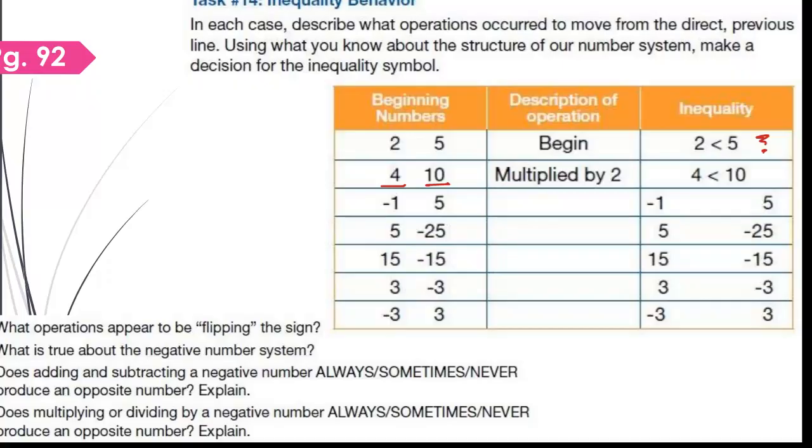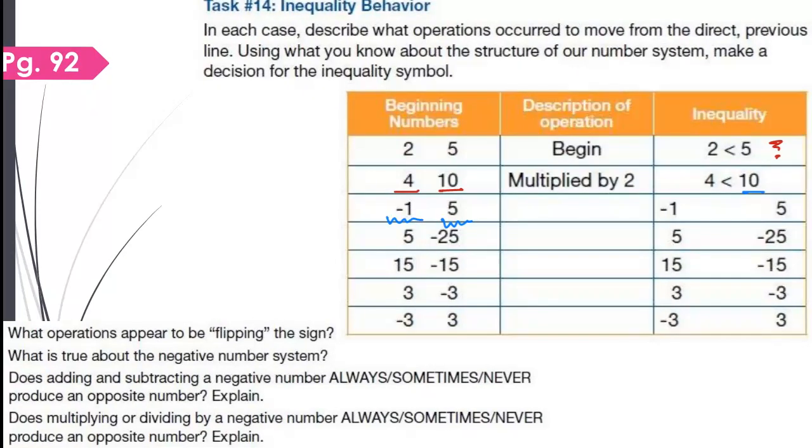Now, see what happens. What do we do to get from 4 to negative 1 and from 10 to 5? Now, don't say it out loud yet, but what operation did we do to get from 4 to negative 1 and 10 to 5? Write that down in the middle. Don't say it aloud, just write it down if you know what it is. We're on page 92.